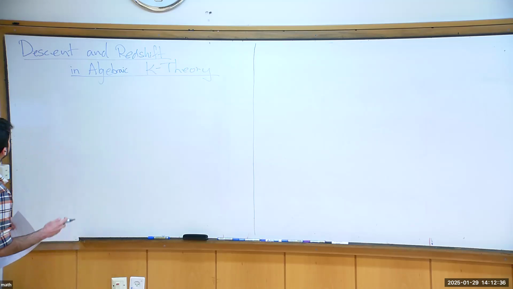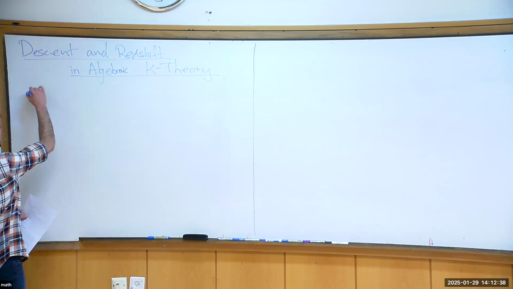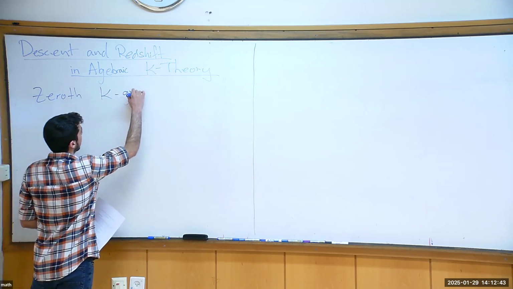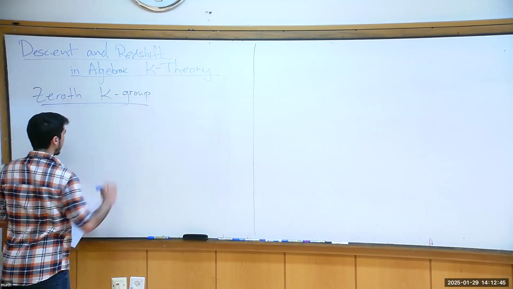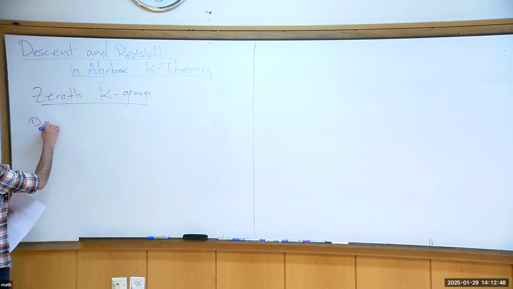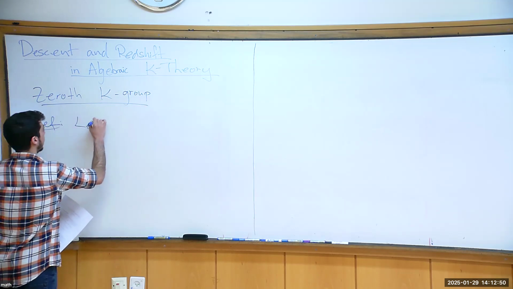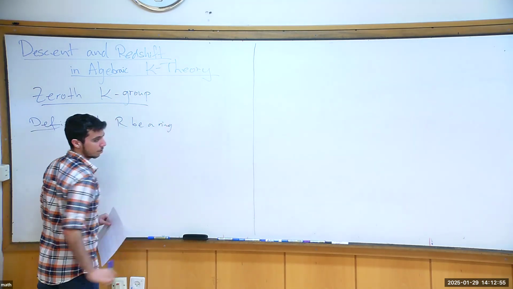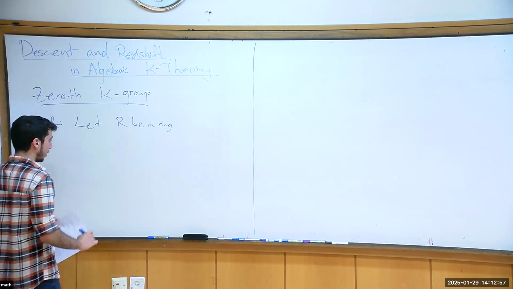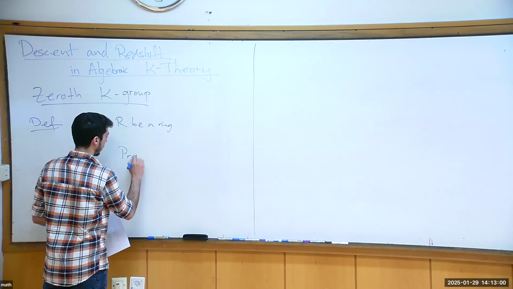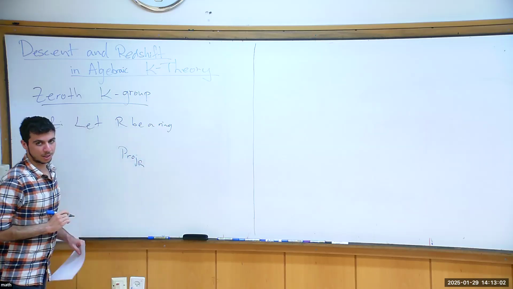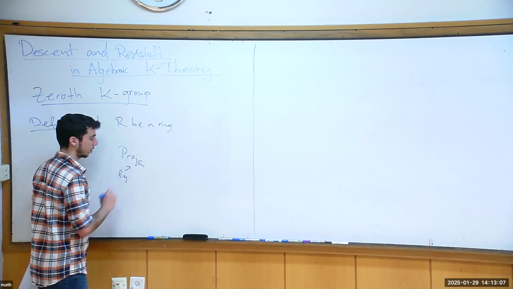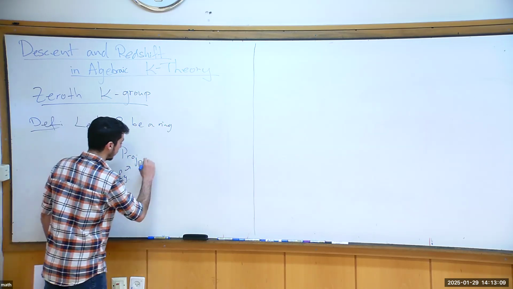So let's start with something that does not require any homotopy theory, which is the zeroth K group, just as a warm-up. So I'm just going to give you a definition. Let R be a ring. For now, I don't even need that it's commutative. Then I can consider the collection of all finitely generated projective R modules, up to isomorphism.